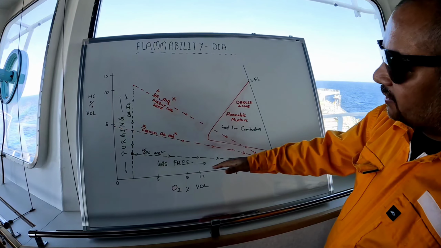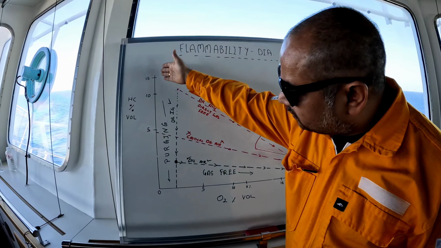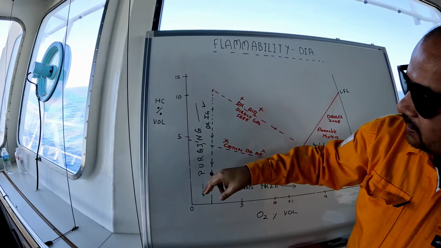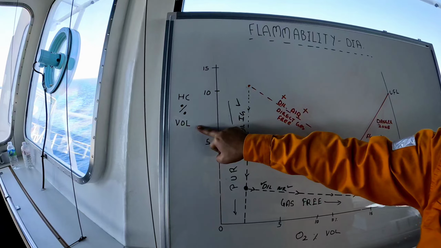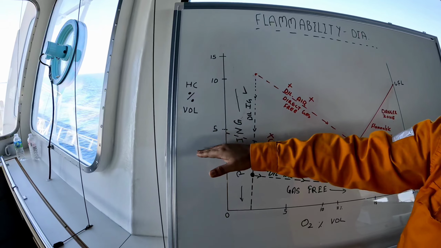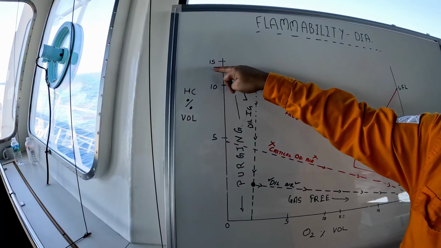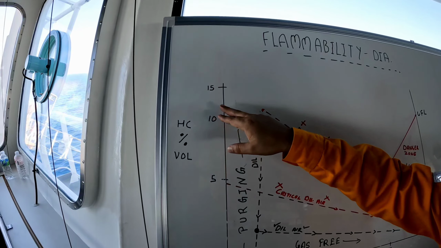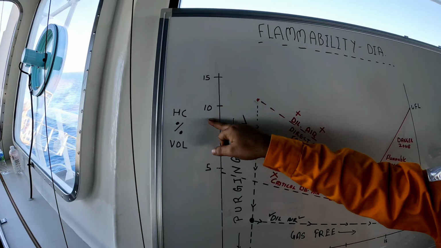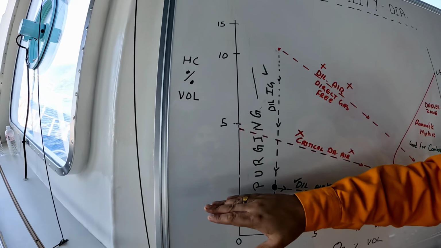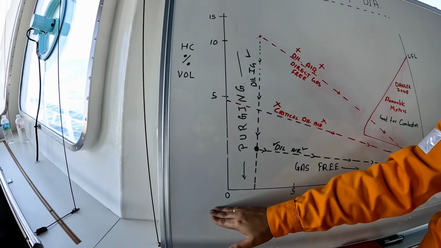As you can see, this is a graph. On one axis, the y axis, you have hydrocarbon percentage by volume. So 15 over here denotes we have 15% hydrocarbon in our tank, and 10 denotes 10%. This is 5, and somewhere it will be 2, and then it will be 0.